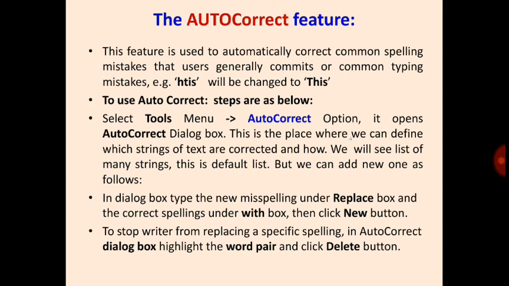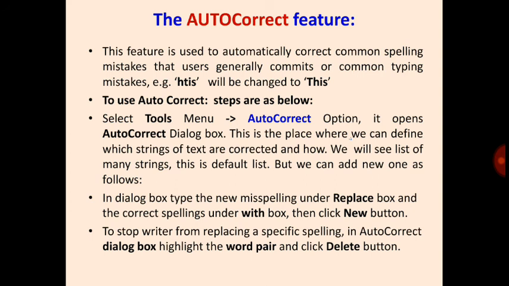The autocorrect feature. This is an important feature which is used to automatically correct common spelling mistakes or common typing mistakes that users generally commit. For example, suppose the user has entered HTIS, that will automatically be changed to THIS. To use autocorrect, we can follow the steps as under: go to the tools menu, choose the autocorrect option. It opens the autocorrect dialog box.